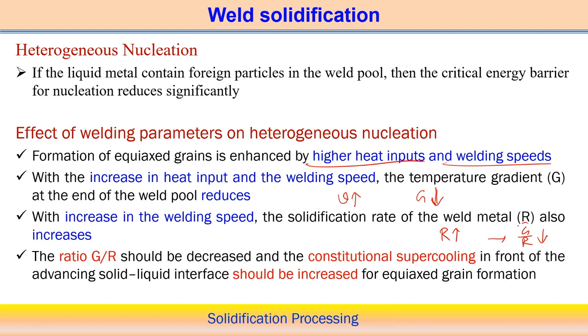So, at low values of G by R, the amount of constitutional supercooling, meaning the constitutional supercooling zone, will be much larger. Both things are important: one is the low value of G by R, and the other is a very large constitutional supercooling zone. Both promote the equiaxed grain formation that we can observe.